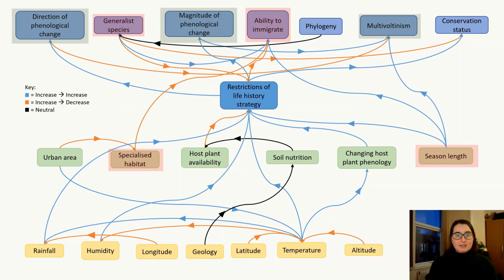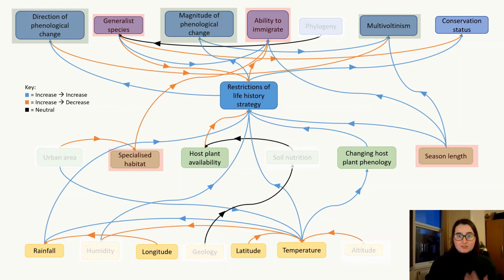But specifically, I can work out which species are generalist based on how many food plants they have, and whether they rely on a specialised habitat. I'll be using the spatial analysis that I'll be doing to work out whether they have the ability to immigrate. So basically we'll be working out whether species are moving further north. As well as this, we'll be working out season length. This is going to be based on a combination of plant and climate variables, and this will be really good to put into the analysis.